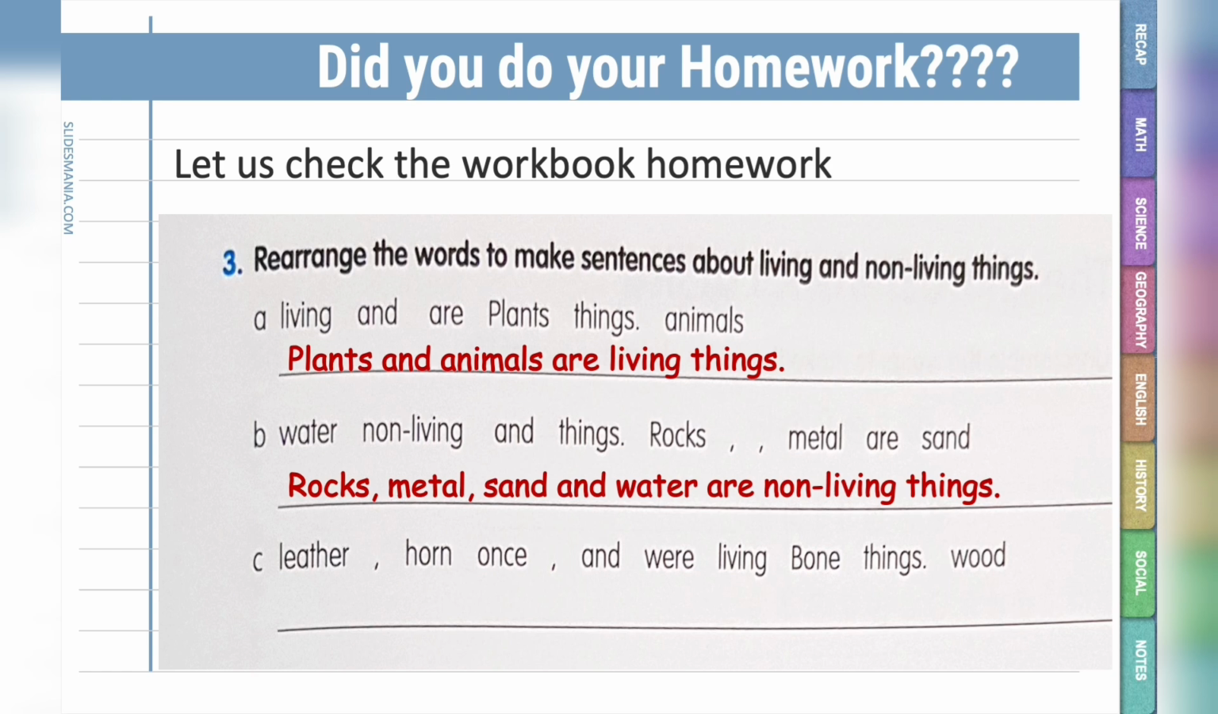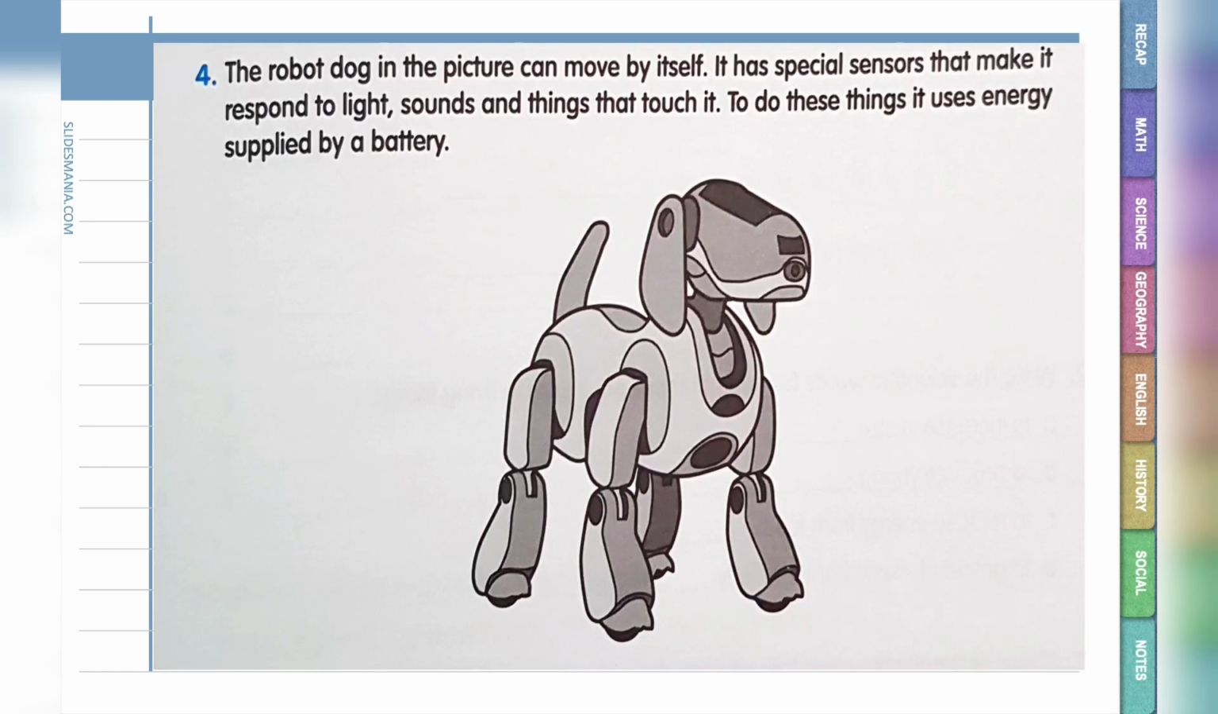Now, the last one. Bone, leather, horn, and wood were once living things. Yes. Once living things or living things once. Okay, I think you can write it both ways. Fine, now let's move to the next question.